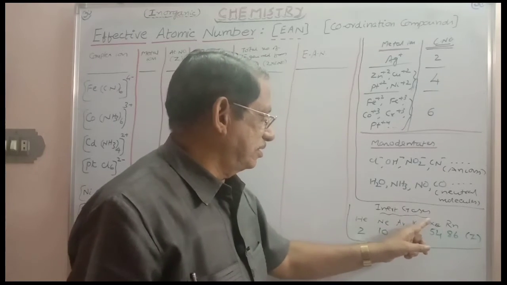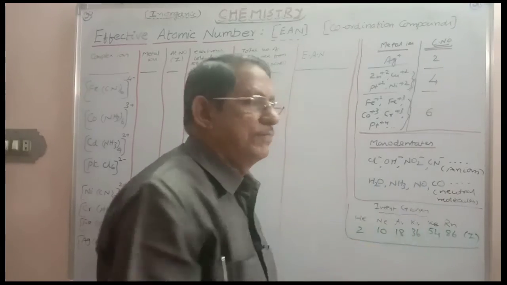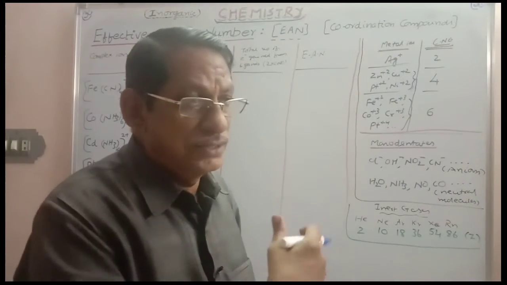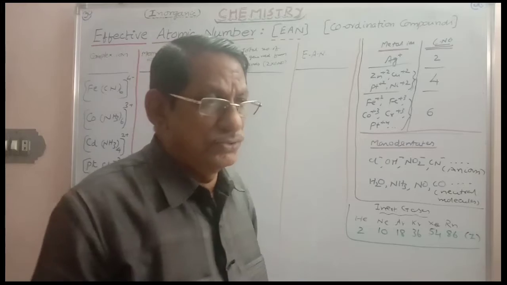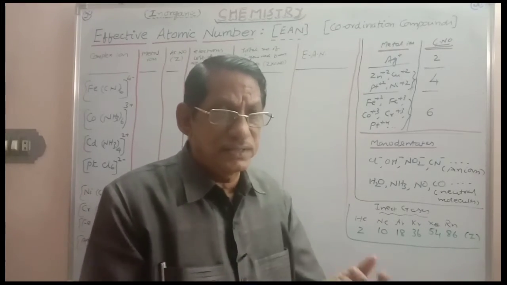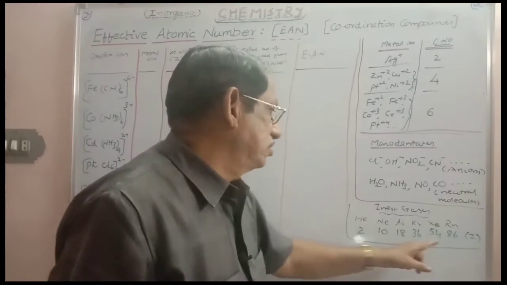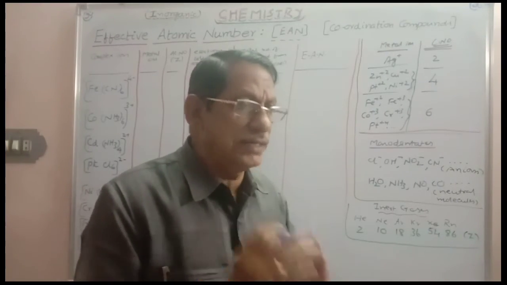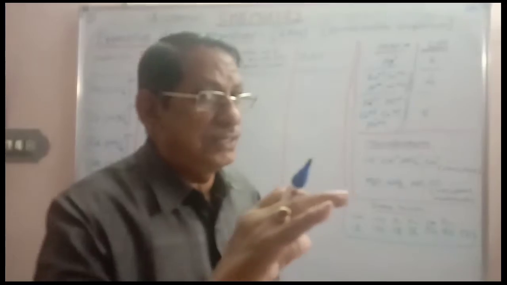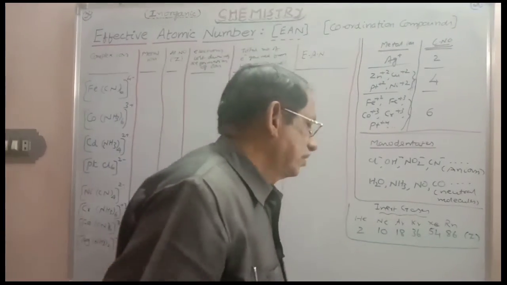Helium, neon, argon, krypton, xenon, radon. These are the atomic numbers of the inert gases. Because according to the effective atomic number rule, the metal ion is accepting the electrons from ligands to reach the nearest inert gas configuration. That means these numbers must be attained by the metal ion after calculating the effective atomic number. Right? Now let us take some examples here.